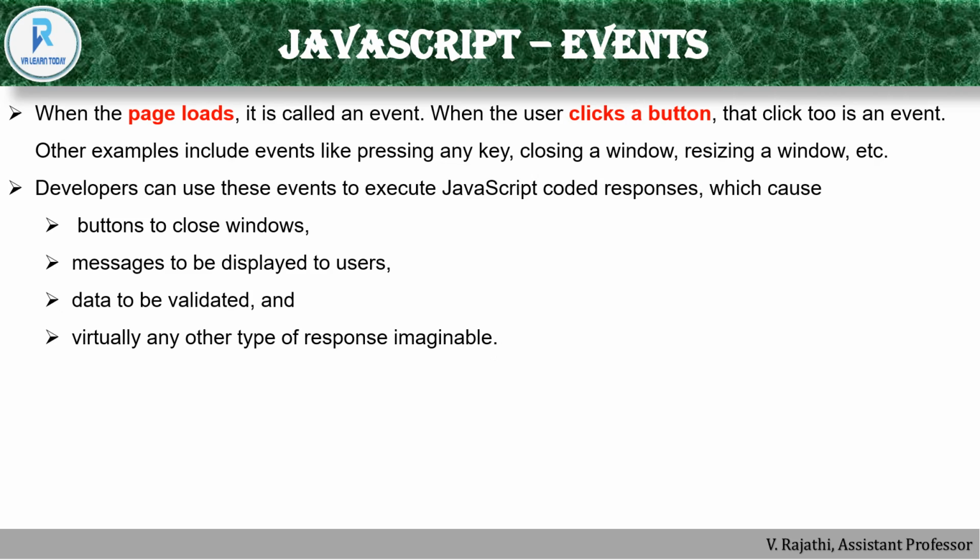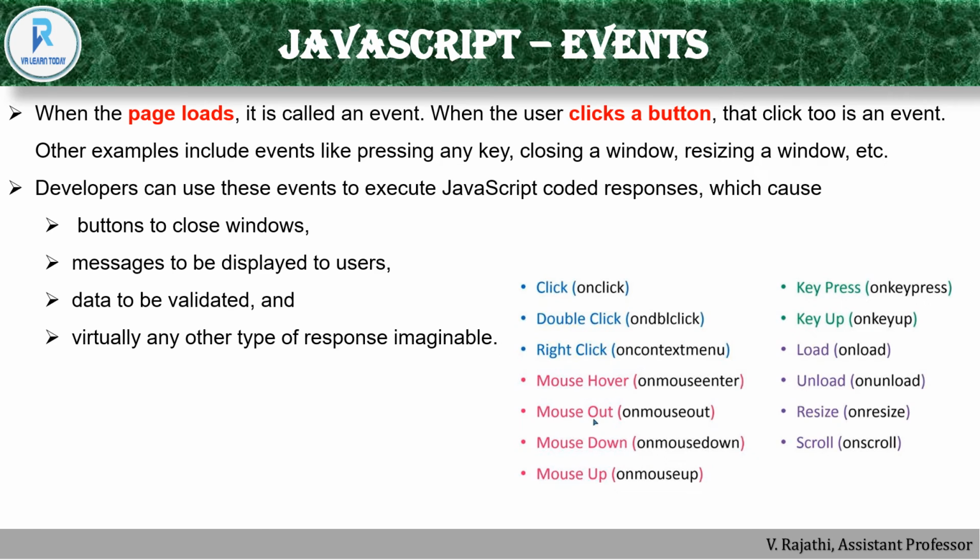Developers can use these events to execute JavaScript coded responses, which cause a button to close a window, a message to display to a user, data to be validated, and virtually any other type of response imaginable. These are the events: click, onclick event, double click, right click, mouse over, mouse out, mouse down, mouse up, key press, key down, key up, load, unload, resize. These are some examples. Actually, a great many events are available.